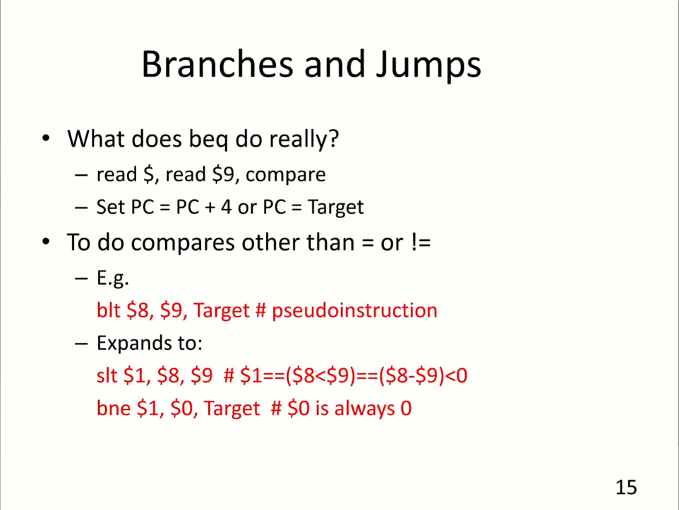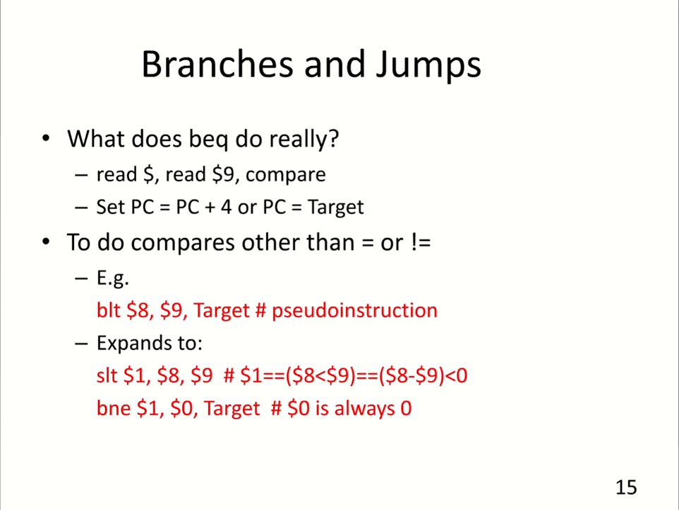We can also do comparisons other than equality or inequality. We want to do things like greater than or less than. In MIPS, we do these by using the BLT mnemonic, which stands for branch if less than. As it turns out, the hardware doesn't directly support branch if less than. Instead, what that expands to is two instructions. The first is set less than, which is like an ALU operation. It uses the ALU to subtract the two registers 8 and 9 from each other, and then sets the equivalent of a flag, but stores that flag value into register 1.